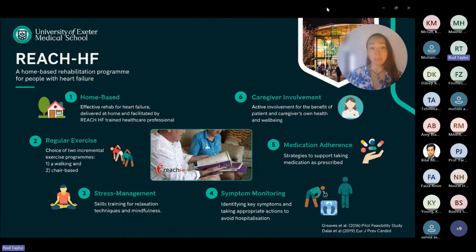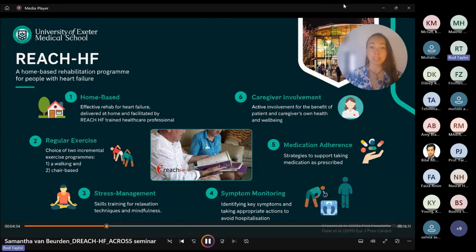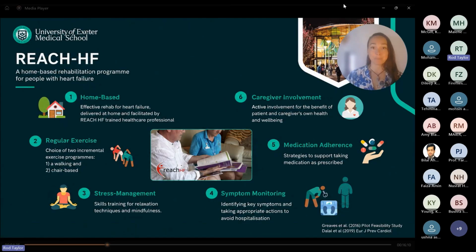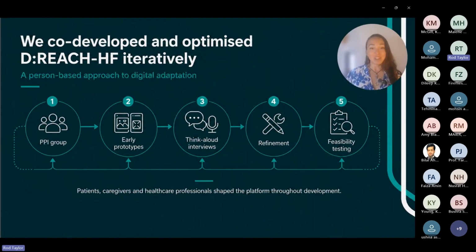The next step for us was to co-develop and optimize the digital version. DREACH-HF was developed using the person-based approach. That meant involving patients, caregivers, and healthcare professionals throughout the development process, rather than designing the platform first and asking for feedback at the end. The process included patient and public involvement, early prototyping together, think-aloud interviews, iterative refinement, and feasibility testing.